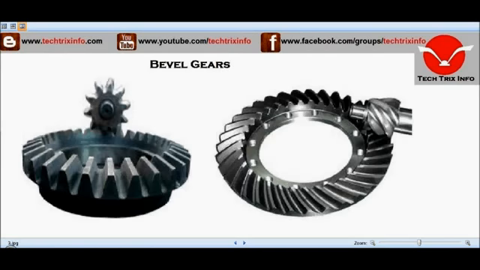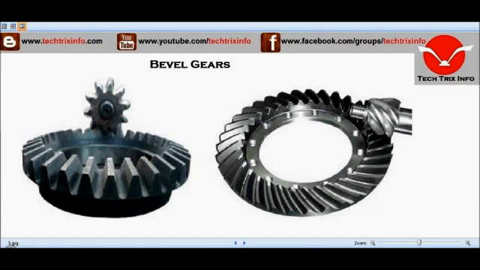Okay, next is the bevel gears, as you can see on the screen. Bevel gears are useful when the direction of the shaft's rotation needs to be changed. They are usually mounted on shafts that are 90 degrees apart, but can be designed to work at other angles as well. The teeth on bevel gears can be straight, spiral, or hypoid.